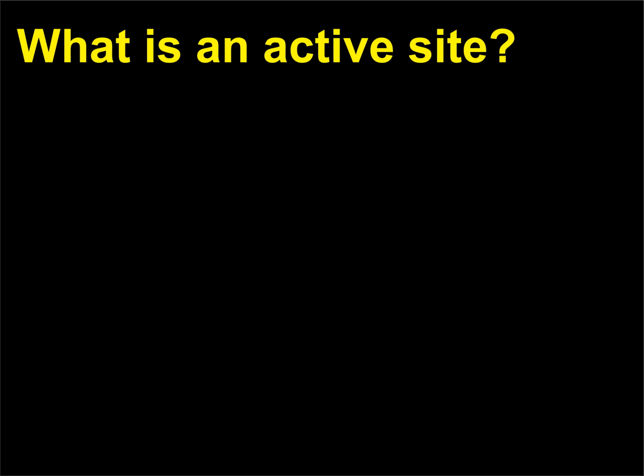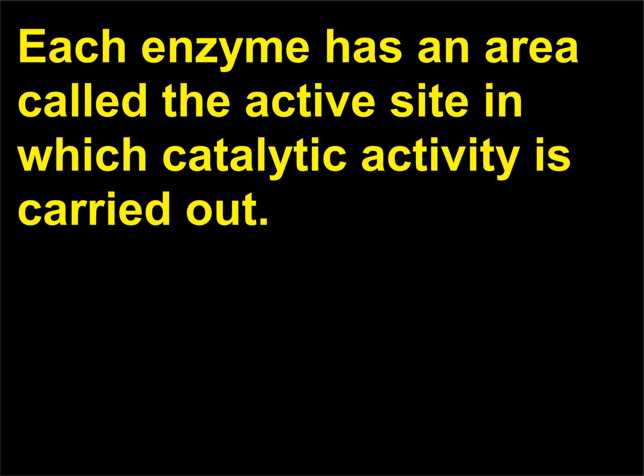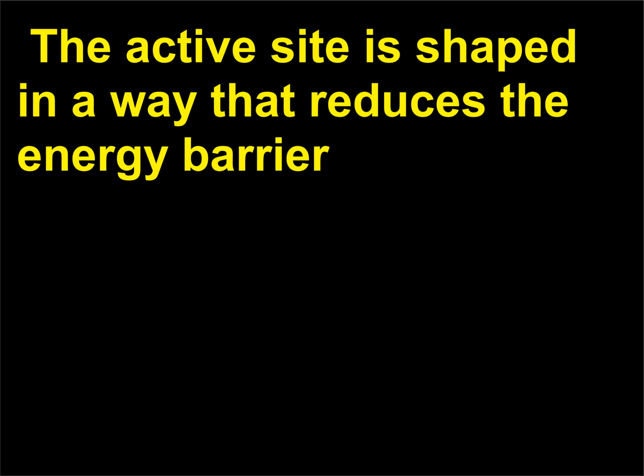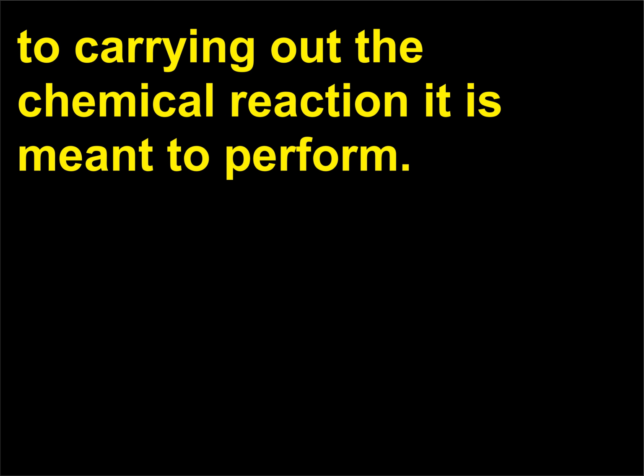What is an active site? Each enzyme has an area called the active site in which catalytic activity is carried out. The active site is shaped in a way that reduces the energy barrier to carrying out the chemical reaction it is meant to perform.